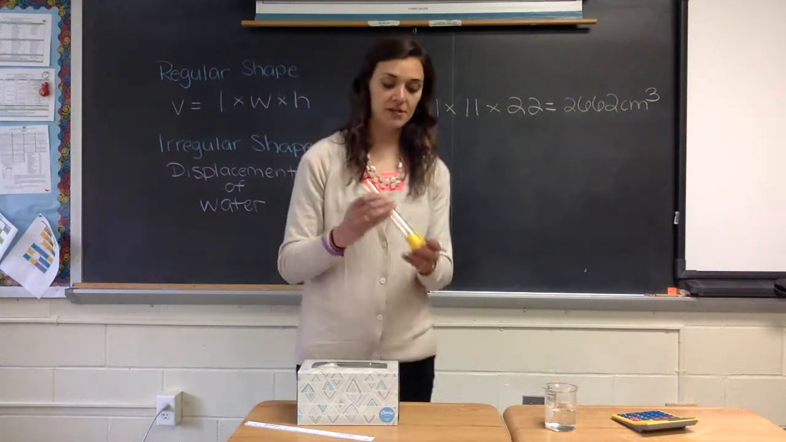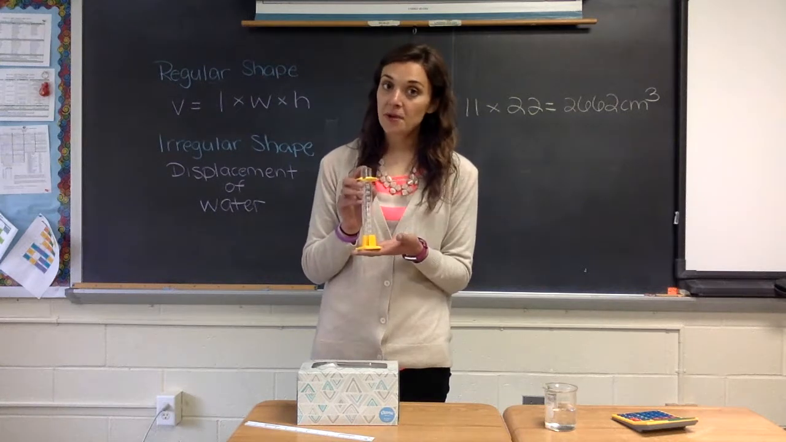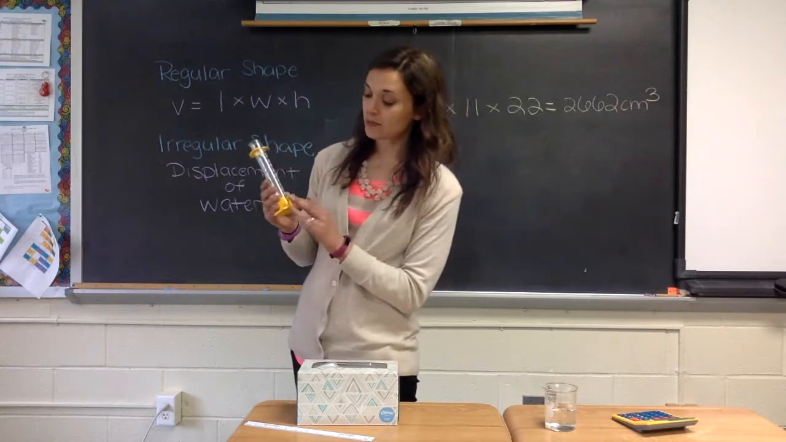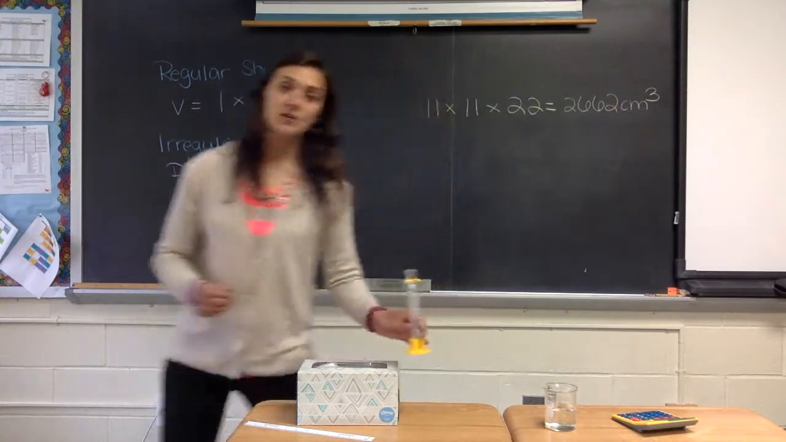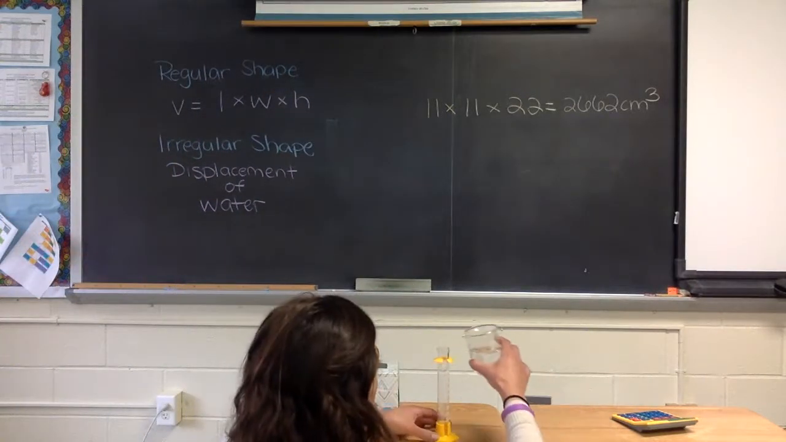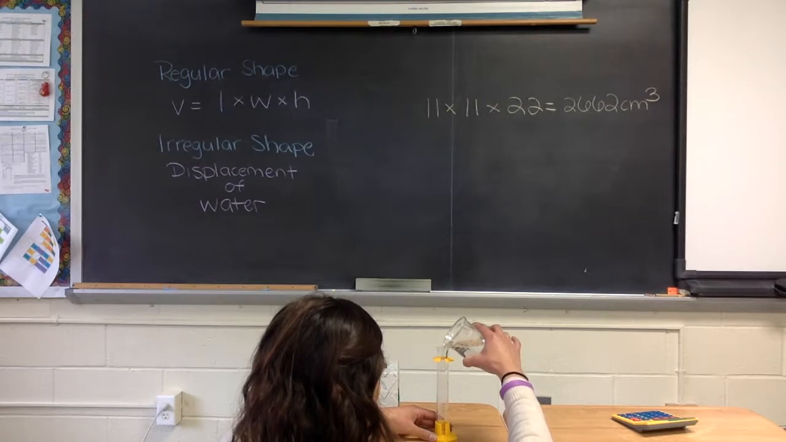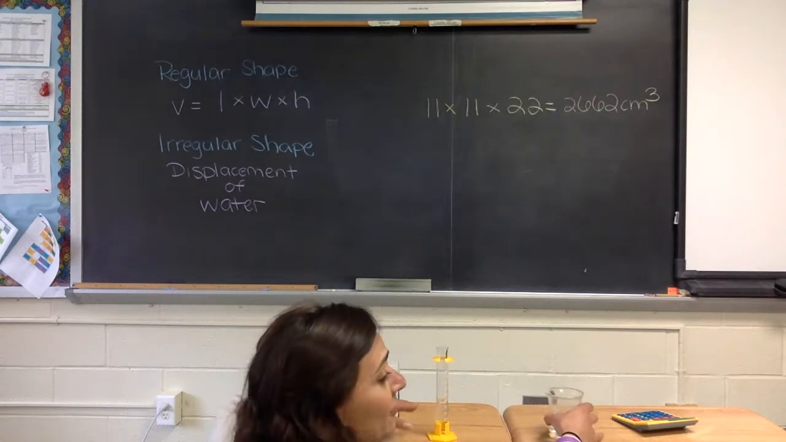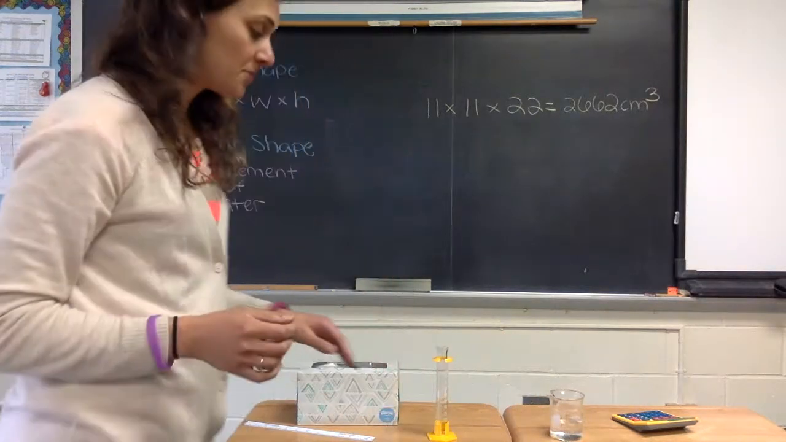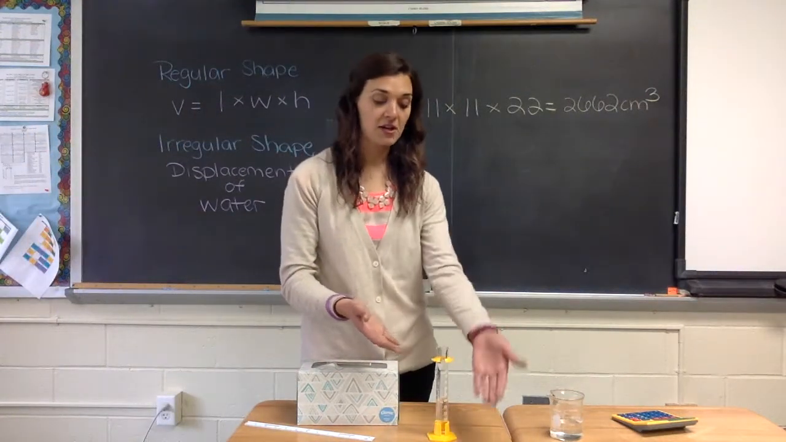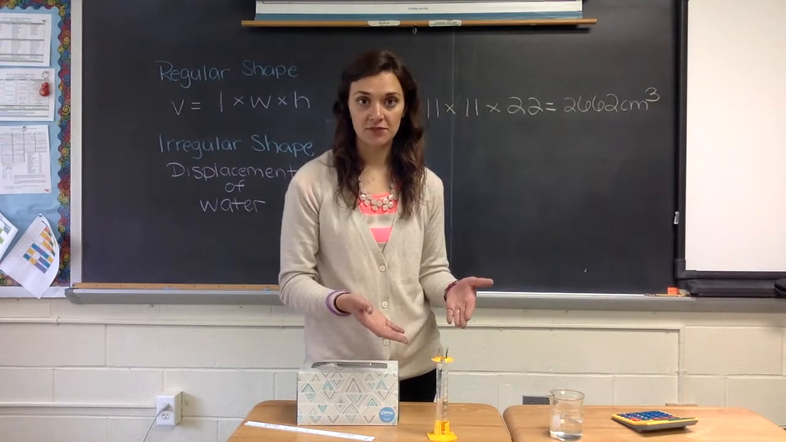So I'm going to start with my empty graduated cylinder. I'm always going to remember to check what it's counting by. This happens to be counting by fives. So I'm just going to use my beaker to pour in some water. Okay, and it really doesn't matter how much water you pour in when you're solving for displacement of water, as long as you leave enough space to put in your object and watch the water level rise.